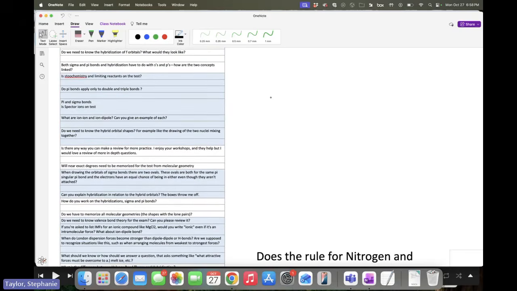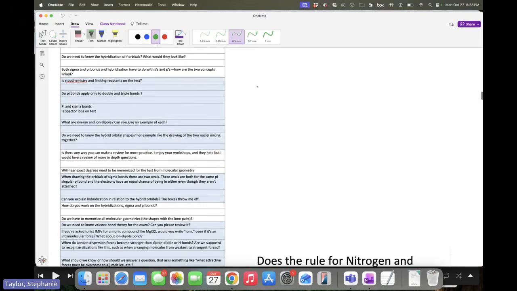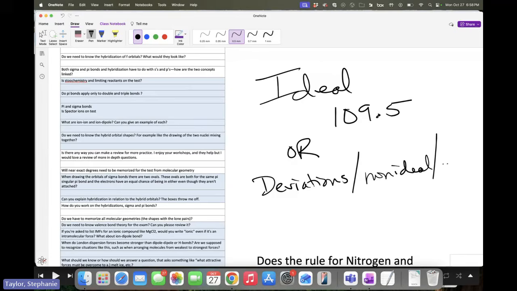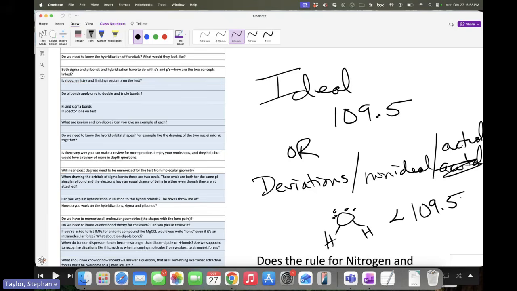Oh, one of the other questions I did see: for bond angles, we're going to either ask you for the ideal, which would be things like 109.5, or we'll do deviations, slash non-ideal, slash actual. So that's not the word actual. In the case of water, we would just call that less than 109.5.